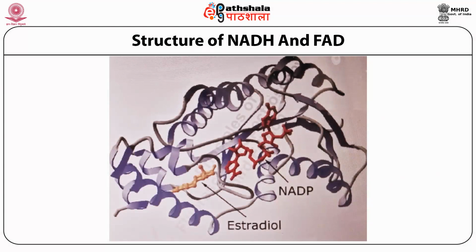This slide shows you the structure of 17 beta hydroxysteroid dehydrogenase with bound NADPH. B is the emission spectra of 17B HSD in presence of NADPH, and C is in absence of NADPH. From the two graphs, we can make out that the absorption spectra is towards the shorter wavelength, whereas the emission spectra is towards the longer wavelength.